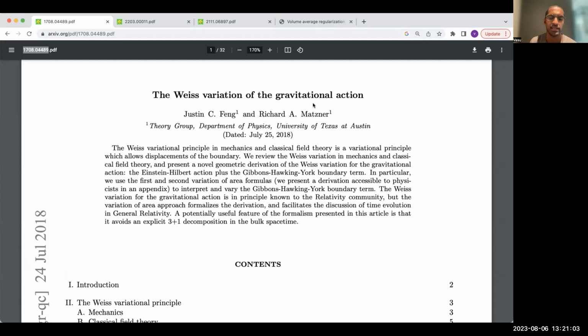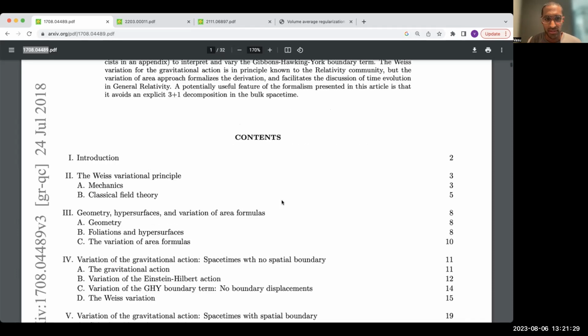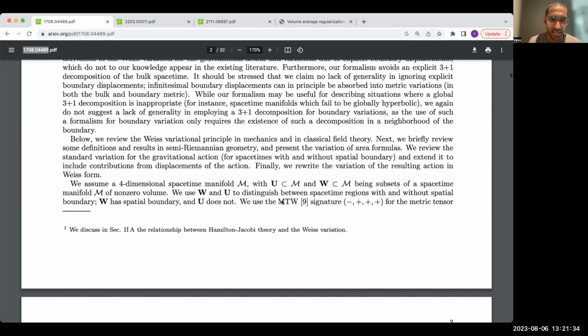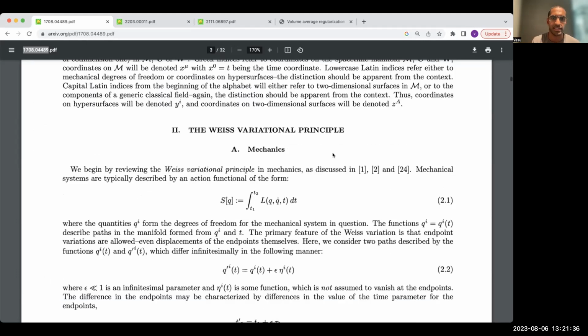So the basic idea is that they propose having a free endpoint variation of the action, which is basically how it would manifest if we were talking about a mechanical system. And in the case of gravity, they propose having essentially the ability to vary the boundary embedding, as it were. And this clarified things for me. I thought it was a very neat trick. So let's just go through the mechanical example first. So let's just start with mechanics.